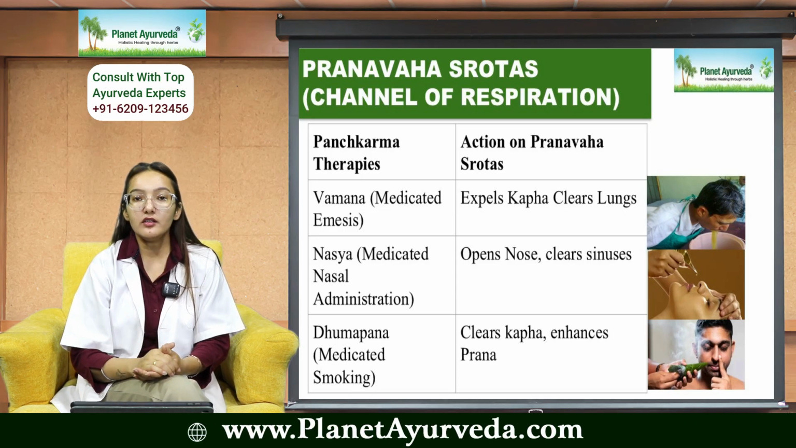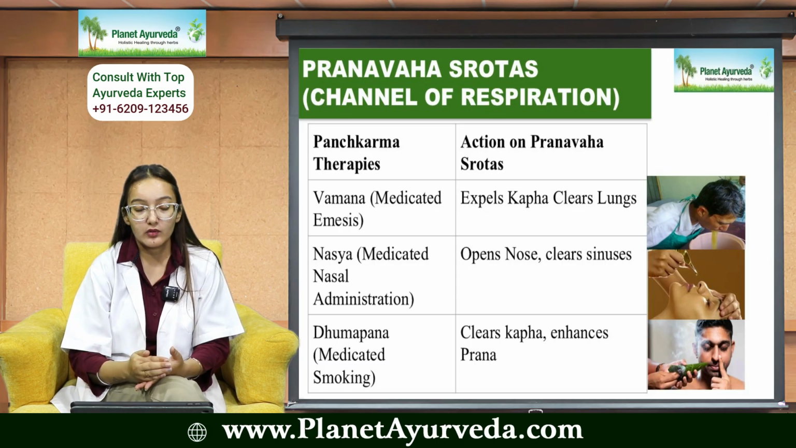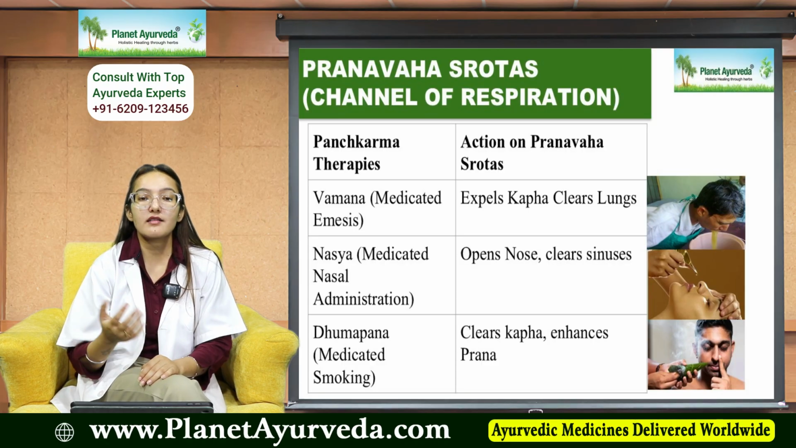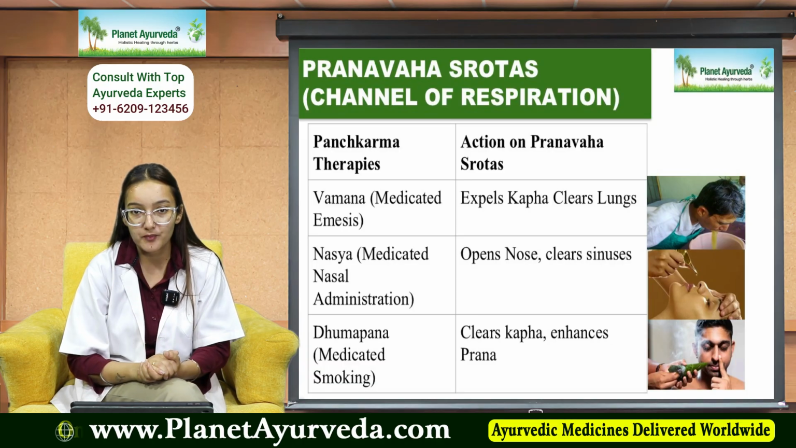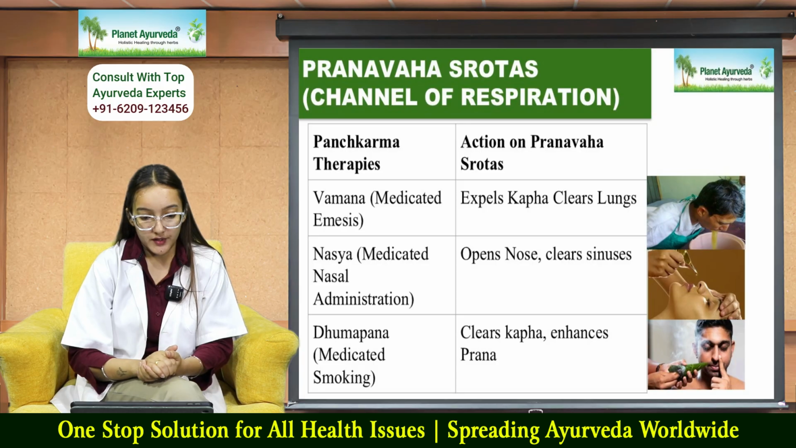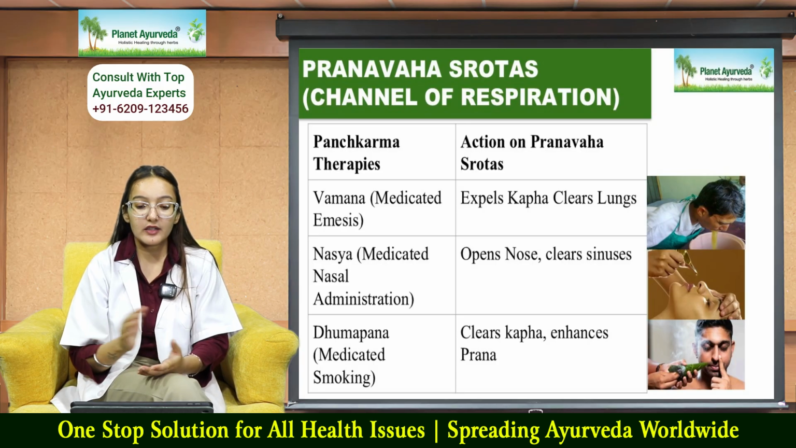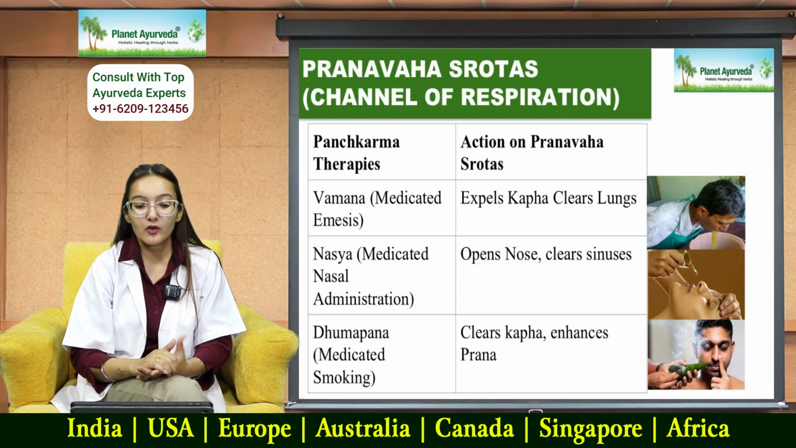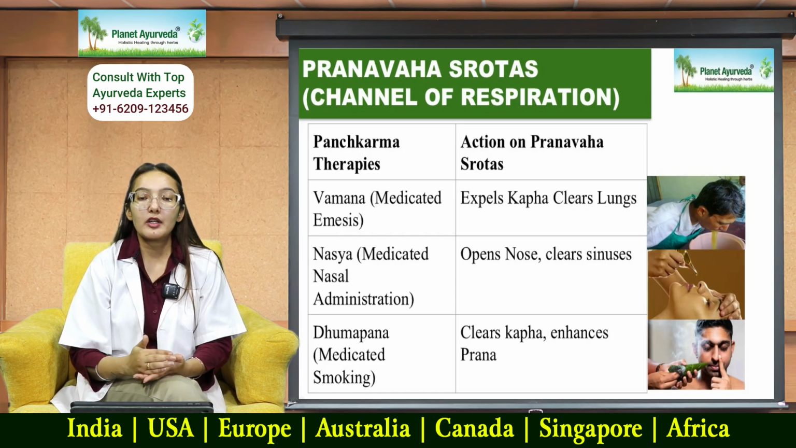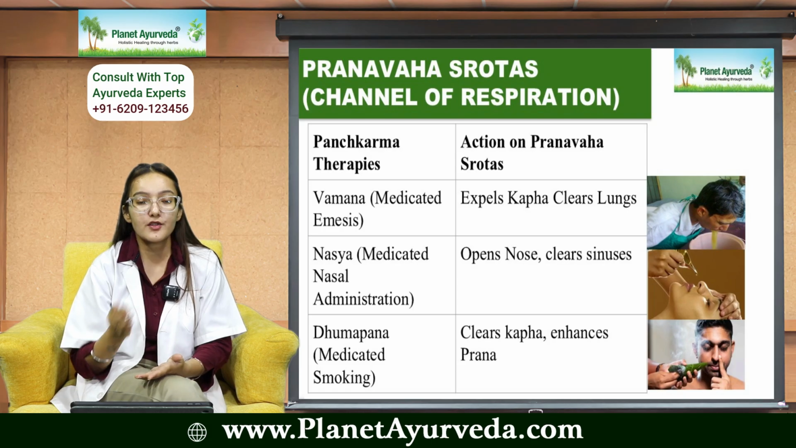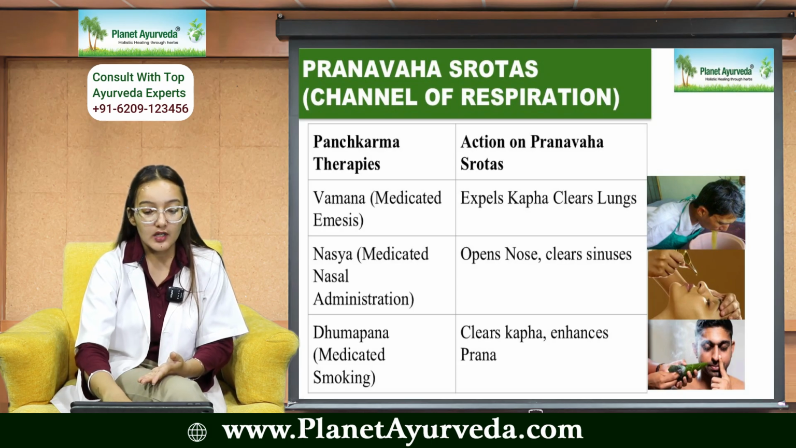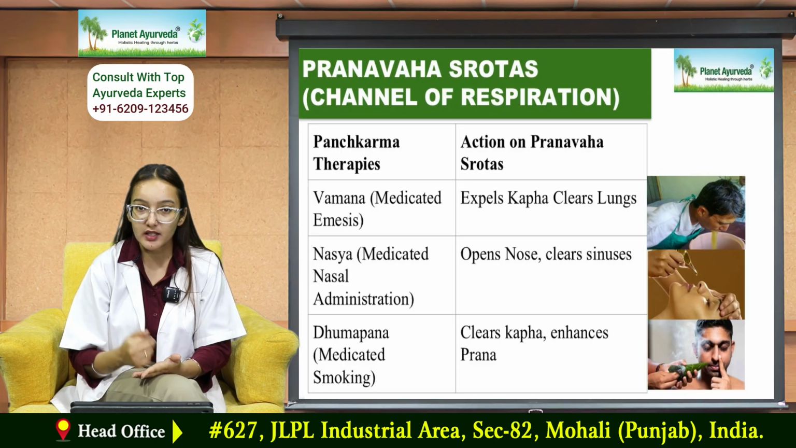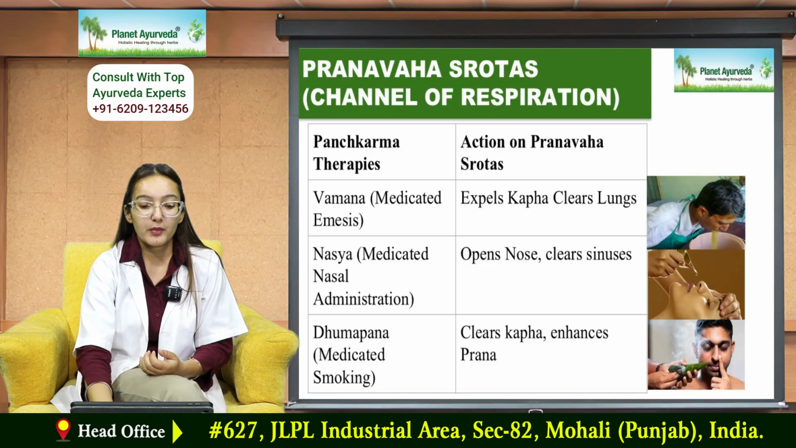After Nasya, Dhoompana is very important to do because it clears the remaining kapha from the channels. Then it enhances the prana, which means respiration, inspiration and expiration. So these are the panchkarma therapies that one can perform in case of vitiation of the channel of respiration. So till here we have discussed pranavaha srotasa, its causes, its symptoms, what kinds of diseases are caused due to vitiation of the channel of respiration, and what kinds of dietary and lifestyle changes one can make along with the panchkarma therapies. So this was all about pranavaha srotasa.